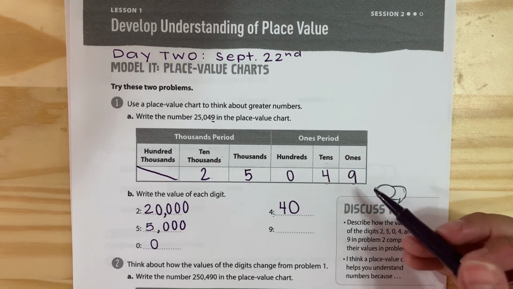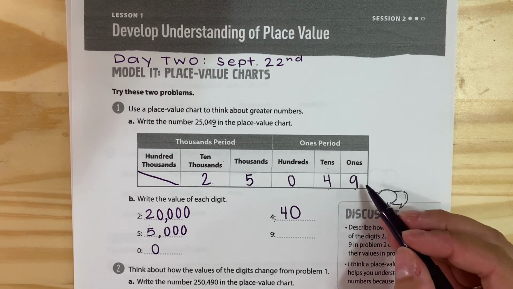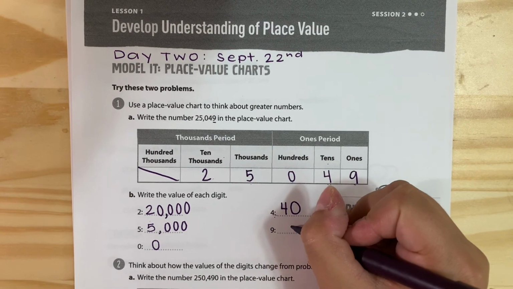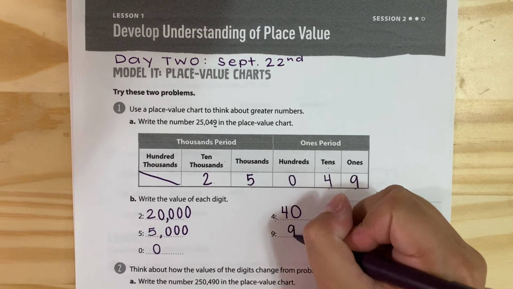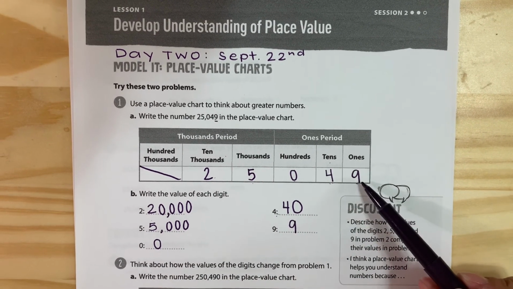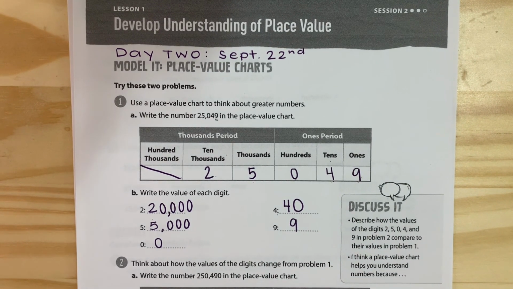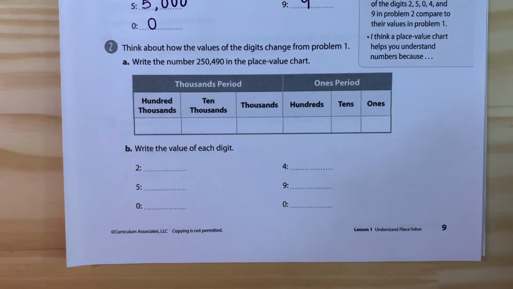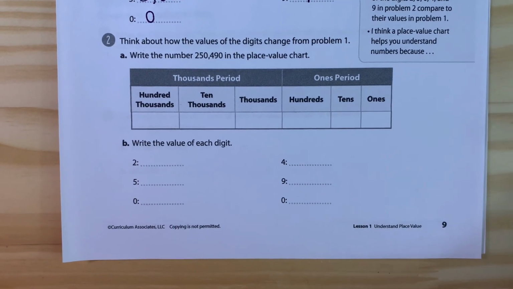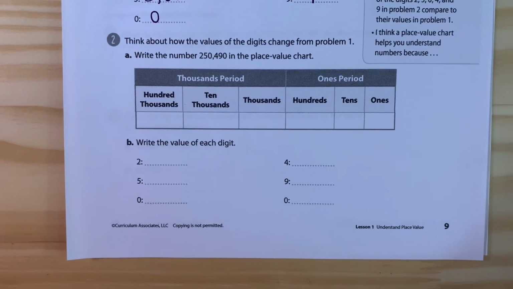And then last but not least, we have the ones. We have 9 ones. So obviously the 9 is equal to 9 because we can't change any of these ones into a 10 rod. We don't have enough. Okay, so we just solved number 1. Now it's time to move on to number 2.